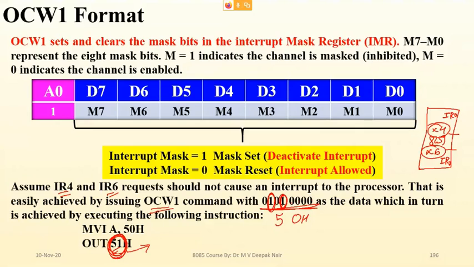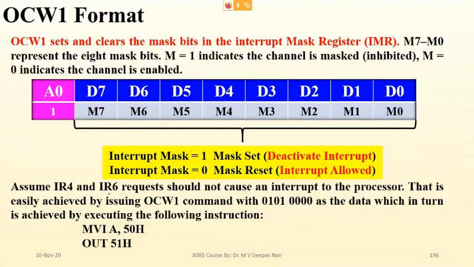This is the higher port address, so definitely the lower port address will be 50. This particular OCW1 should go to the higher port. Therefore 51. This 51 is generated by the combination of CS, chip select, and A0.